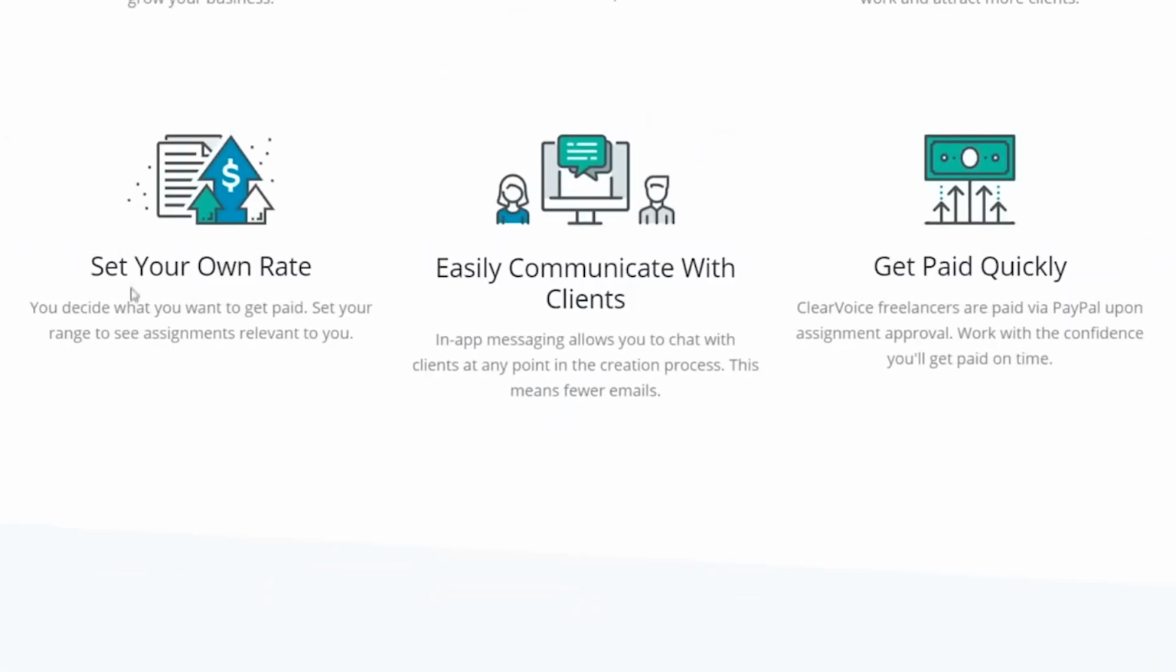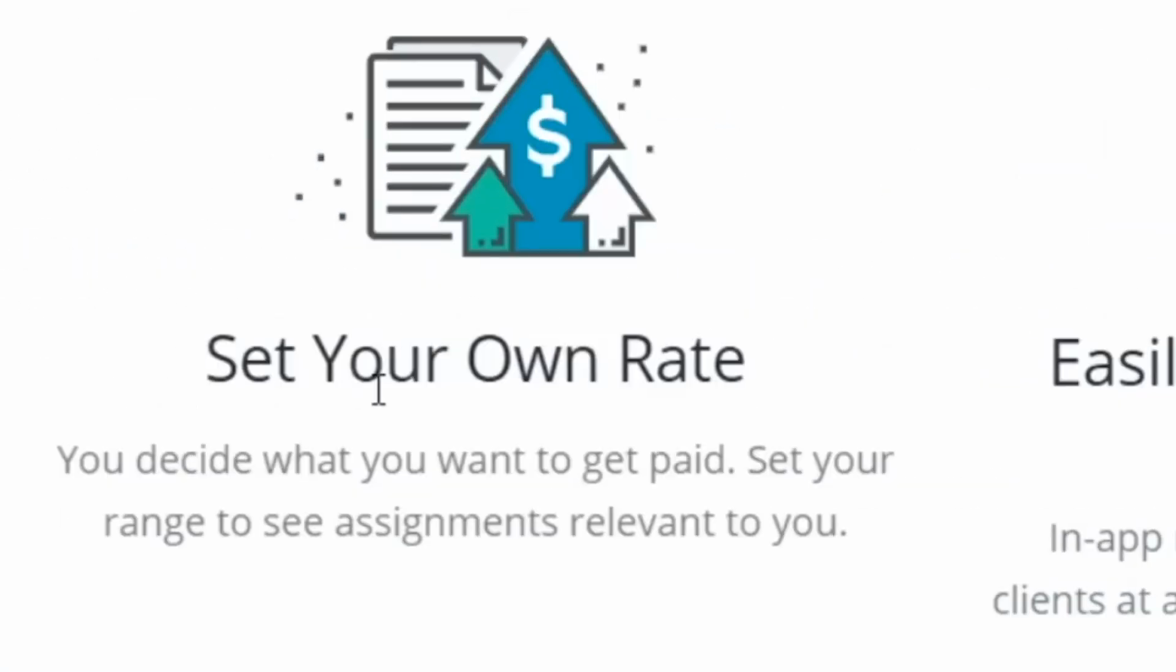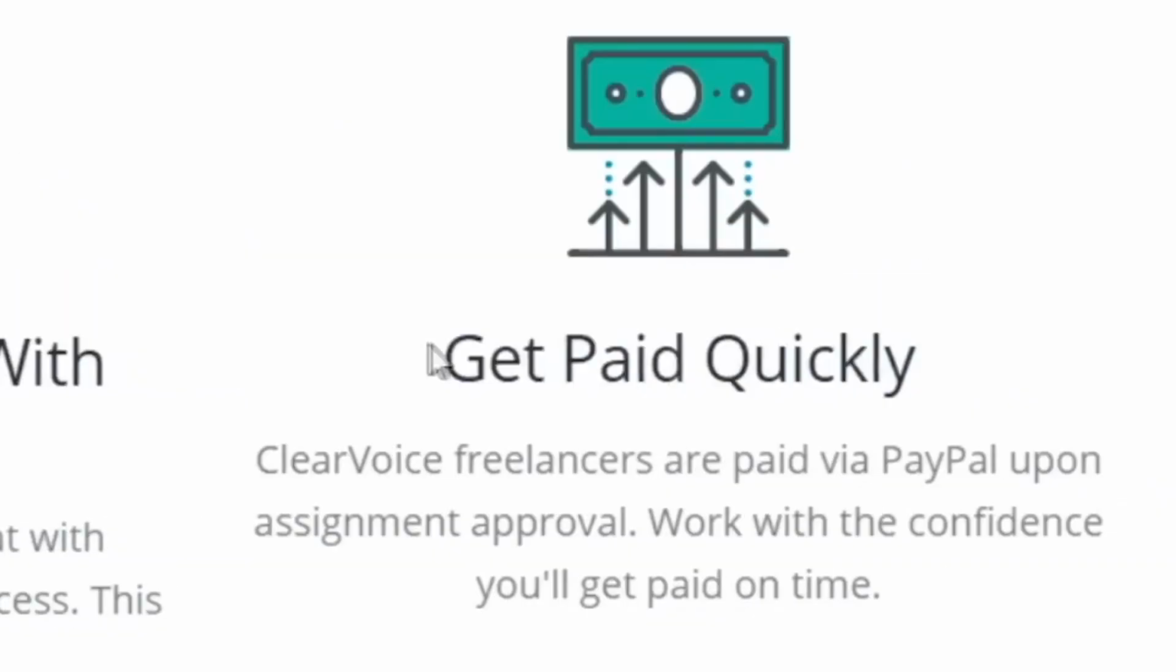Not only can you set your desired rate and earn up to $500 per article, but you can also get paid instantly via PayPal. Yes, you do not have to wait, so no more waiting for weeks or months to receive your earnings. With ClearVoice.com, you'll receive your payments on time, allowing you to work confidently. By using ClearVoice, you can earn some free PayPal money.